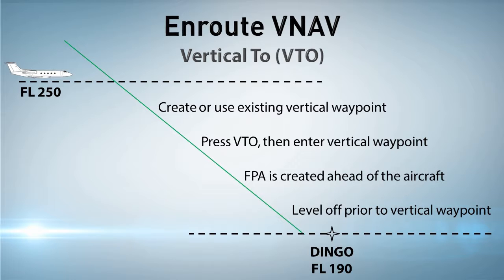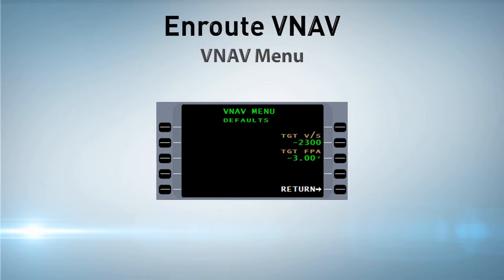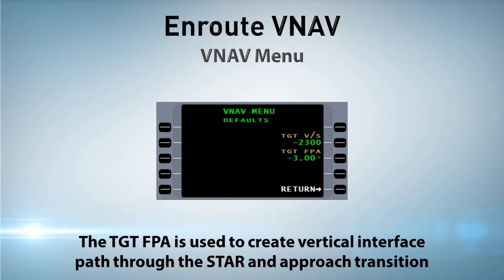It puts the flight path angle up as a glide slope indicator. The target flight path angle is used to set the flight path angle through the approach transition. From the approach activation point, an FPA will be calculated to interface with the Enroute VNAV. Here is the target flight path angle directly below the target vertical speed. The FMS will use this to create optimum crossing altitudes as long as there are no restrictions.